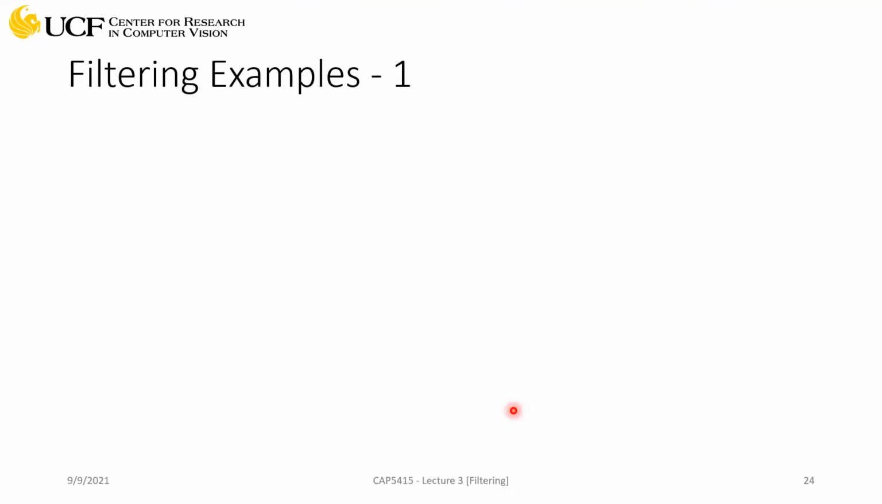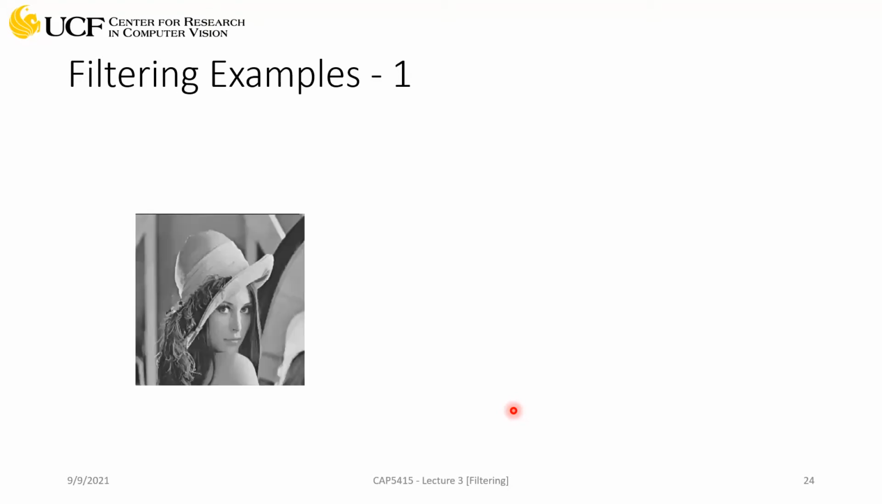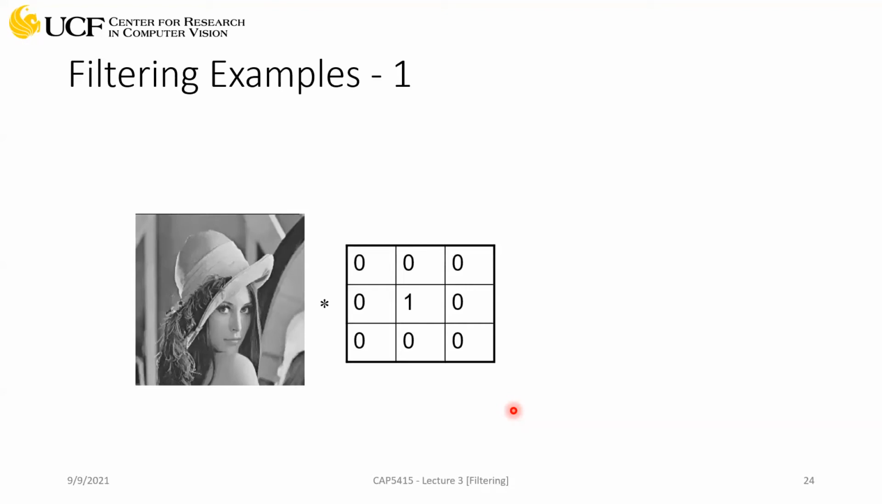Now let's talk about some more examples of filtering. So we have covered derivatives, we have covered what filtering is, we have covered correlation, we have talked about convolution, and we know the Gaussian distribution. So this is your input image. This is a grayscale image, and of course, you can use an RGB image as well.